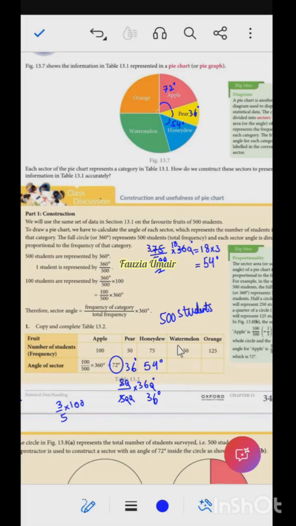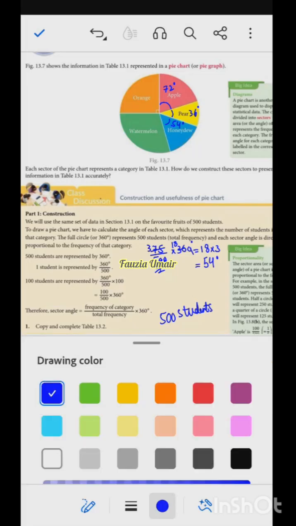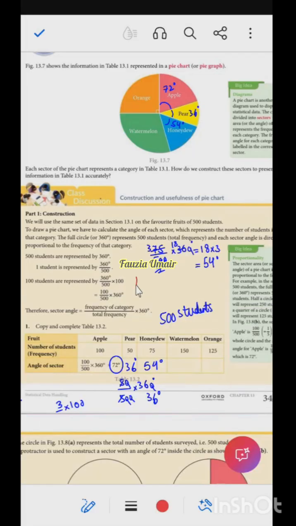Now watermelon is the most liked fruit. इसकी हम कैसे calculate करेंगे angle? We will say 150 students out of 500 students liked watermelon, multiplied with 360. Okay. Now you can cancel the two zeros and this 5 can be cancelled with 15. 5 3s are 15. So if you multiply 36 with 3, what will be the answer? It is 108. And that makes sense also. This angle is 108 degree, right?